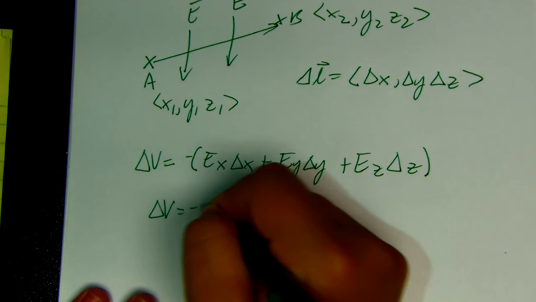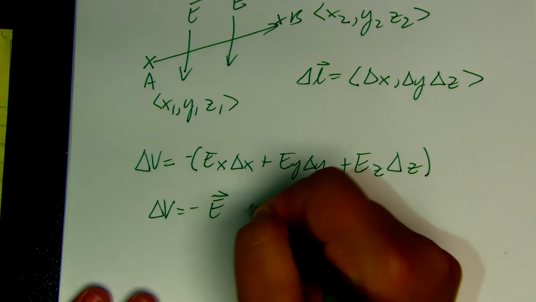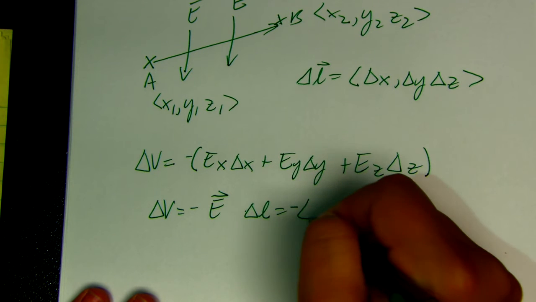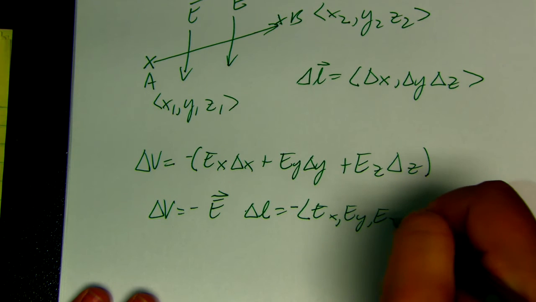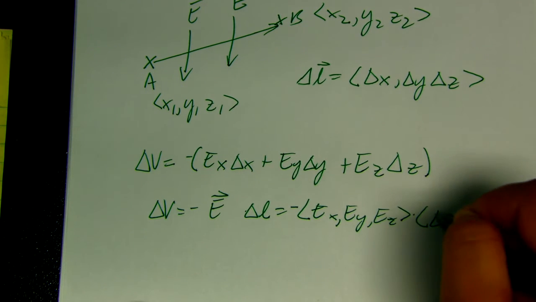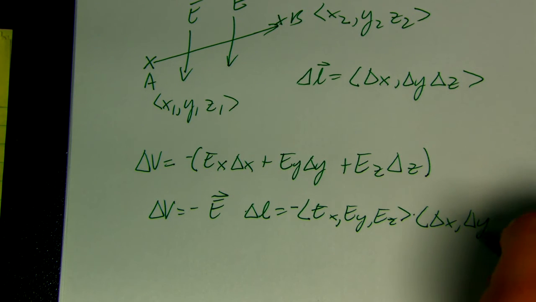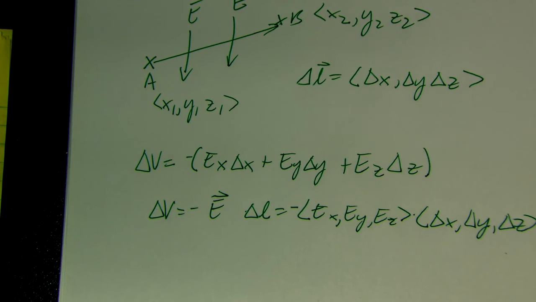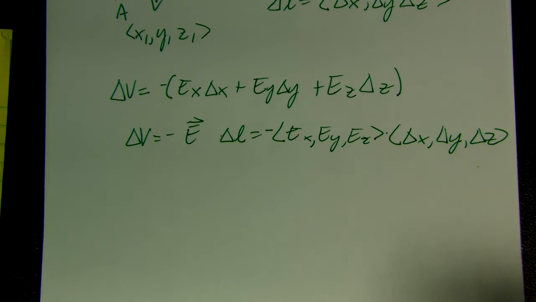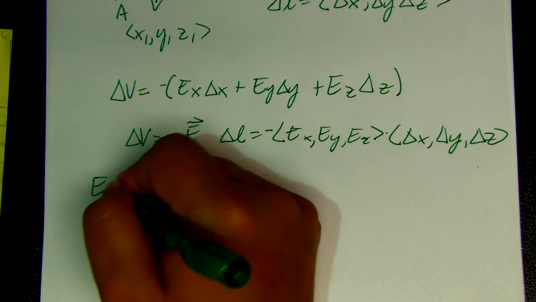So delta V equals minus E dot delta L, which is equal to minus (E_x, E_y, E_z) dotted with (delta x, delta y, delta z). And there you have it. That's all we have to do. It just means we've got 3 components instead of just 1. So let's do an example.